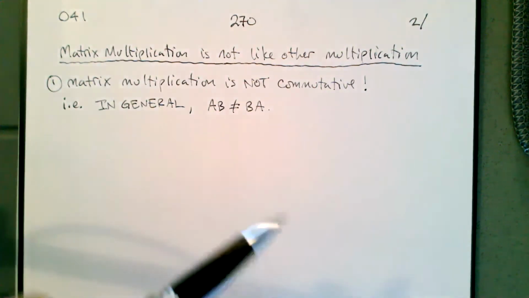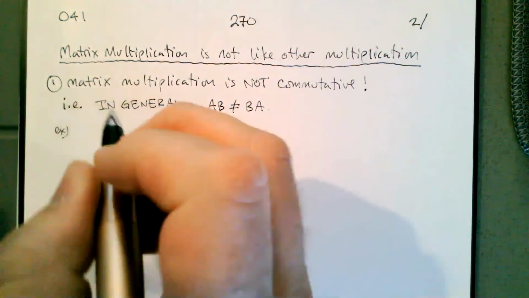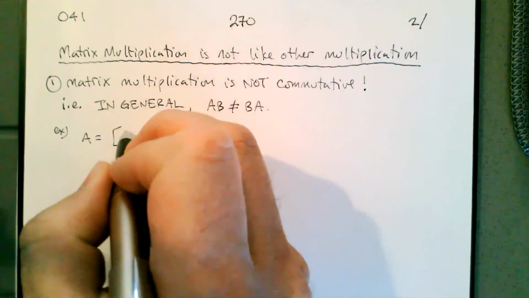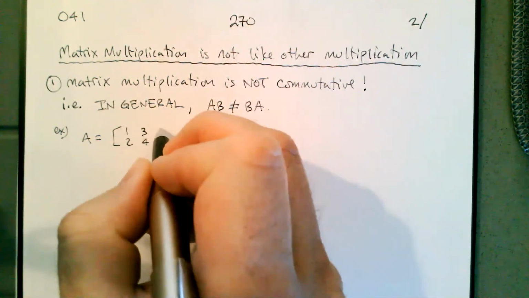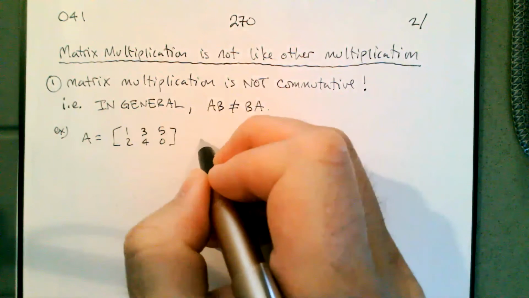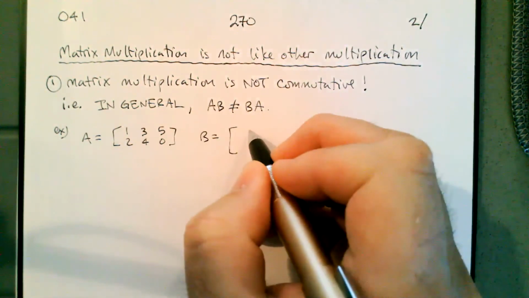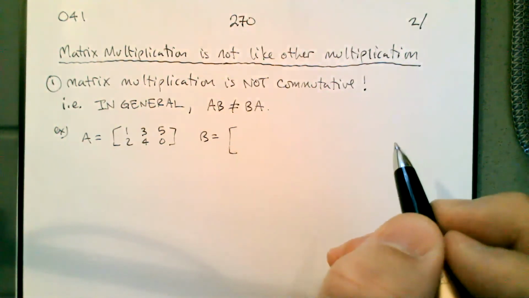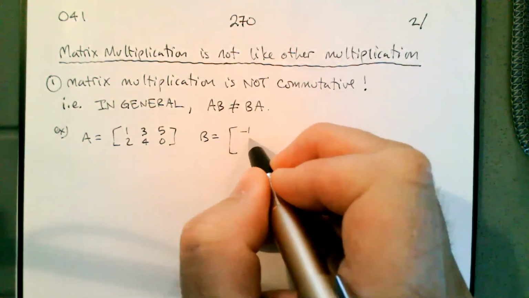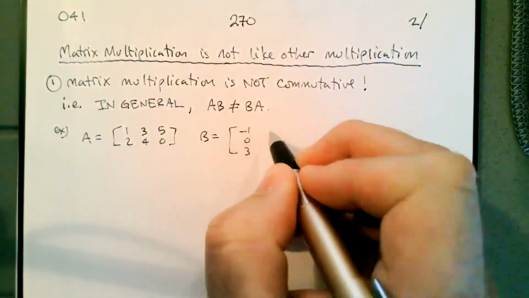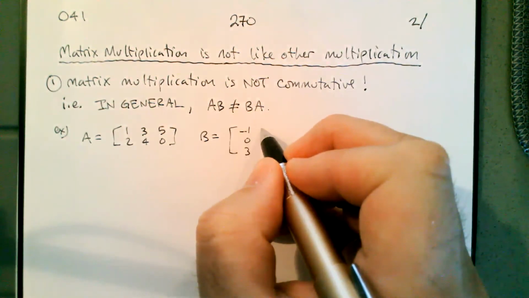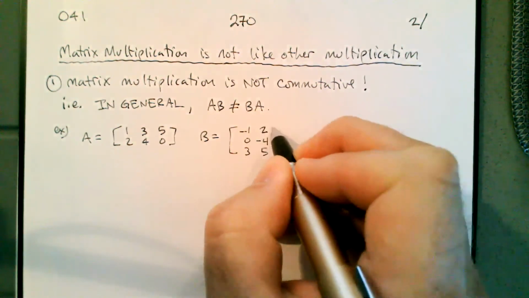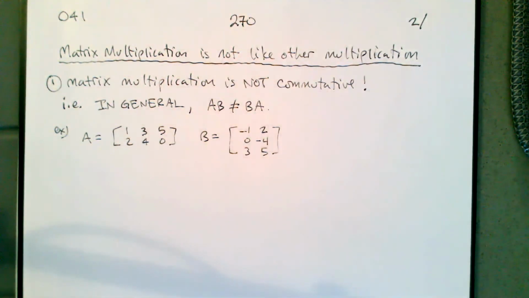For example, if I say A is the matrix 1, 2, 3, 4, 5, 0, and B is the matrix, should have picked a different matrix. Oh well. Negative 1, 0, 3, and let's go with 2, negative 4, 5. I should have done evens and odds, but that's all right.